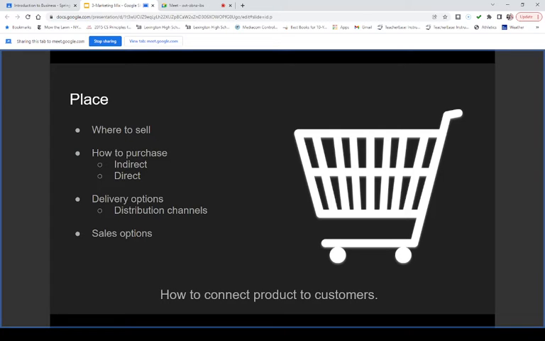To purchase indirectly means you're going to have your product being sold by a store, and how are you going to handle their distribution channels? How will you get it to them? So delivery options are how you actually connect that physical product to the customer themselves.